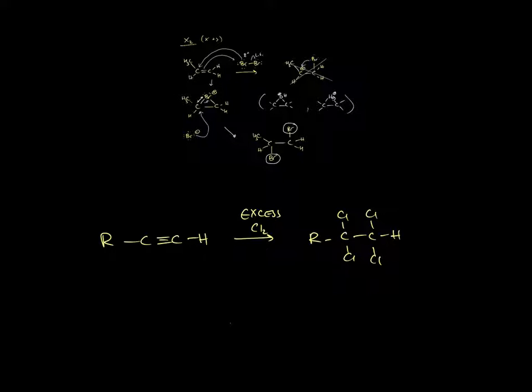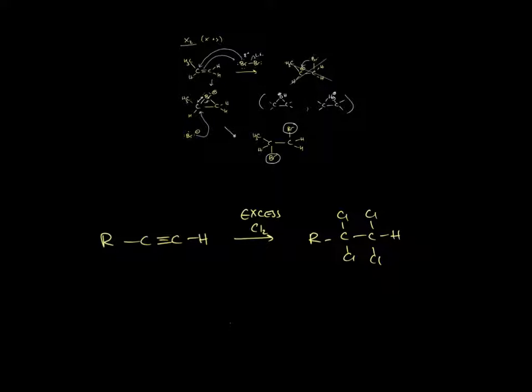So, in essence, we're just adding to a pi bond. Since we had 1 pi bond up here, we added bromine on twice. Since we have 2 pi bonds here, we add bromine or chlorine on 4 times. And that's how this works.